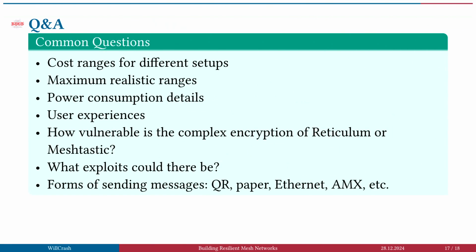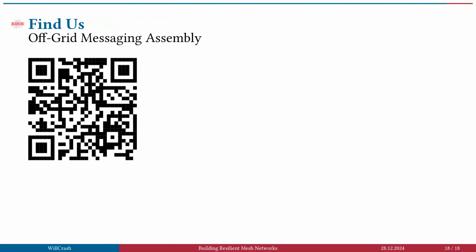We now come to the question and answer part. If you don't have any questions, I have suggested some. But I will come back to that slide later. If you're looking for our assembly, the off-grid messaging assembly, we are under this name. You can find us at the C3 Nav in Hall H, or with this QR code. Questions, please.